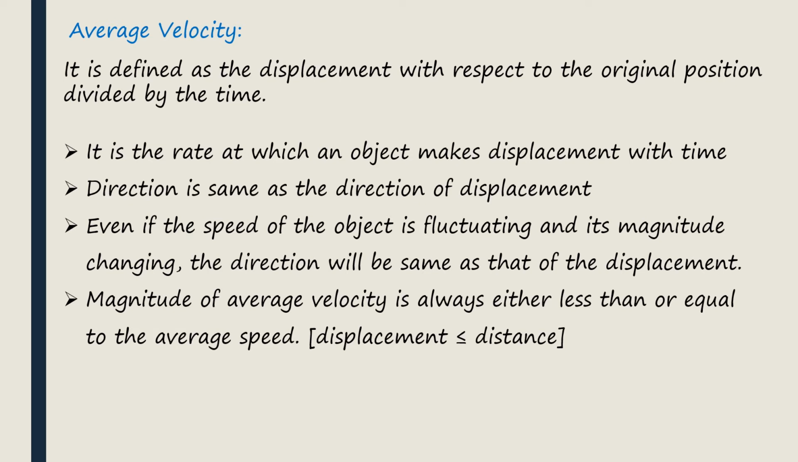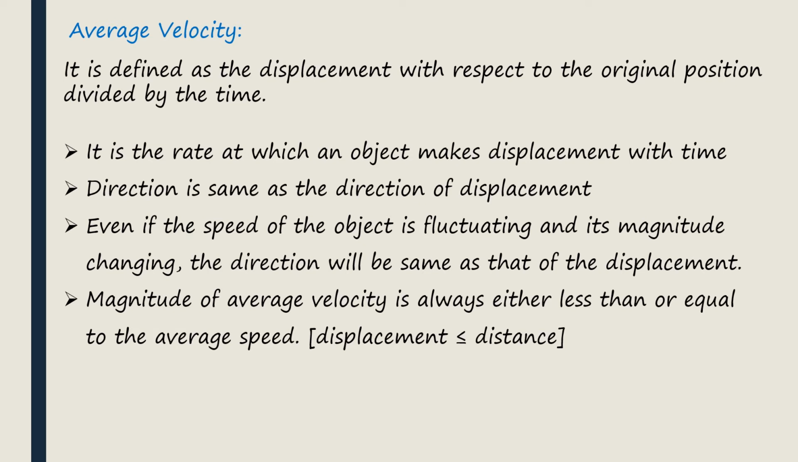So average velocity gives us a kind of an average value of how the object is making some displacement with respect to time. The next thing is that the direction is the same as that of the direction of displacement. We already know that displacement is also a vector quantity, which means that it has a direction. So since average velocity is also a vector quantity, it should have a direction, right?